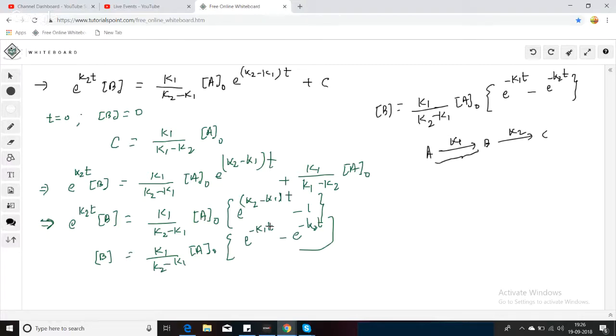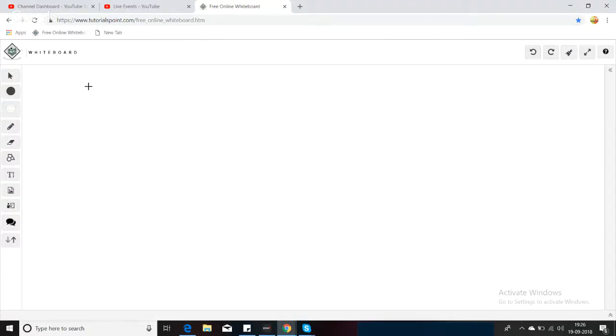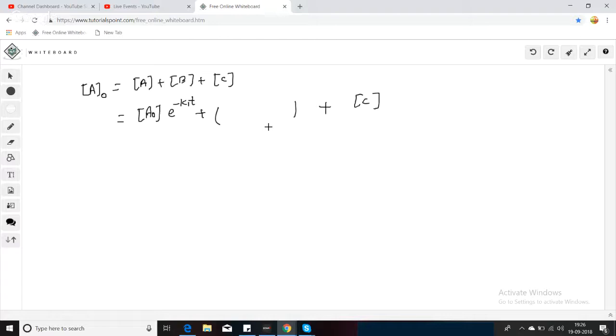Now you see, at any time we can balance the mass of the reaction, right? From mass balance, what can we write? Initial concentration A naught is equal to concentration of A plus concentration of B plus concentration of C. We can write this. A concentration you know, that is A naught e to the power minus k1t. B you have already done. C we have to find out. And the formula of B is in terms of A naught only. So A naught on the left hand side minus the concentration of A minus the concentration of B will give you the concentration of C.